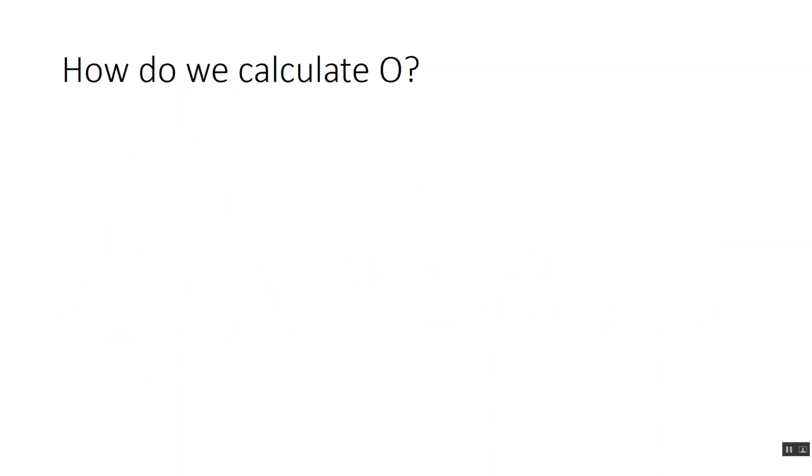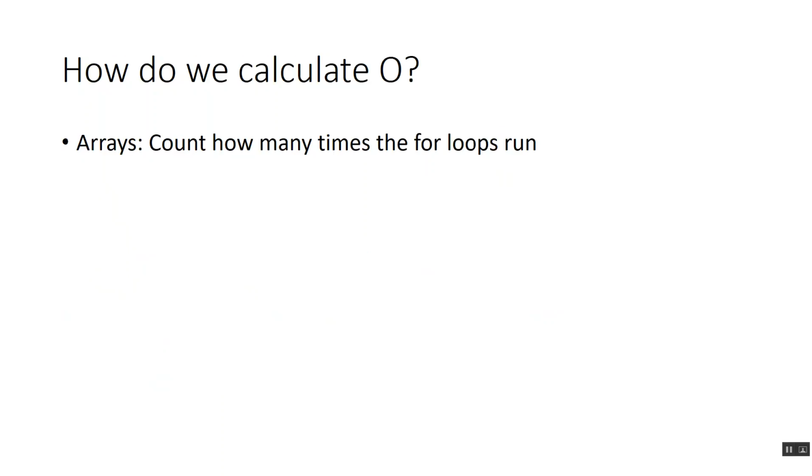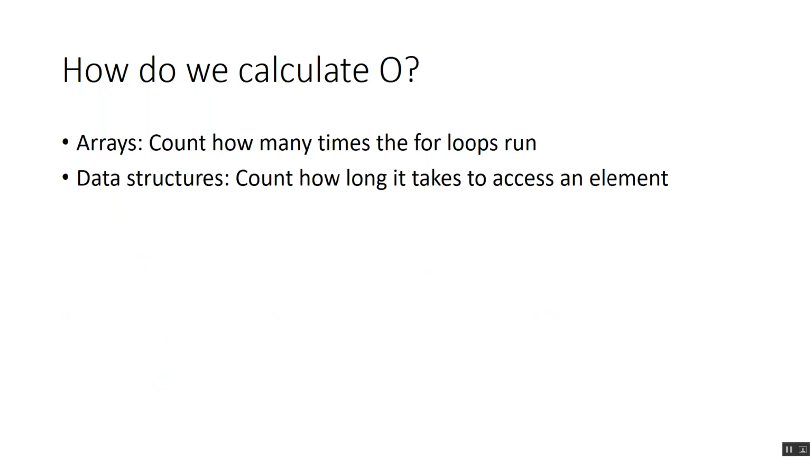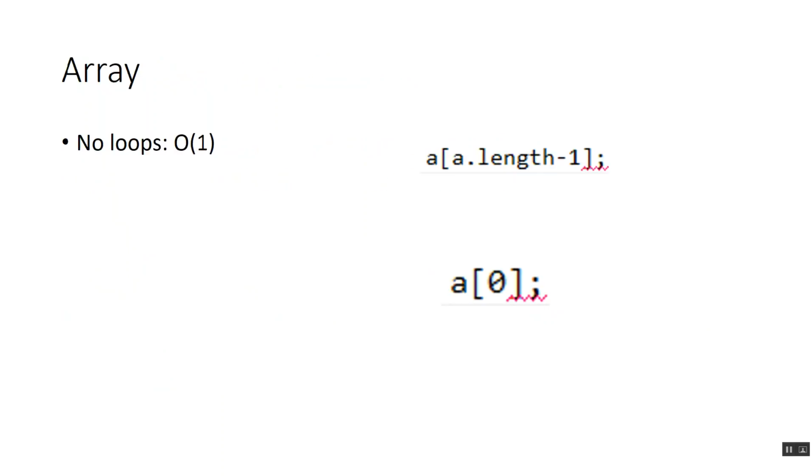So how do we calculate O? For arrays, we're going to count how many times the for loops run, and for data structures, we count how long it takes to access an element. So let's start simple, an array. There are no loops, so regardless of whether we want to access the first element or the last one, it only takes one line.